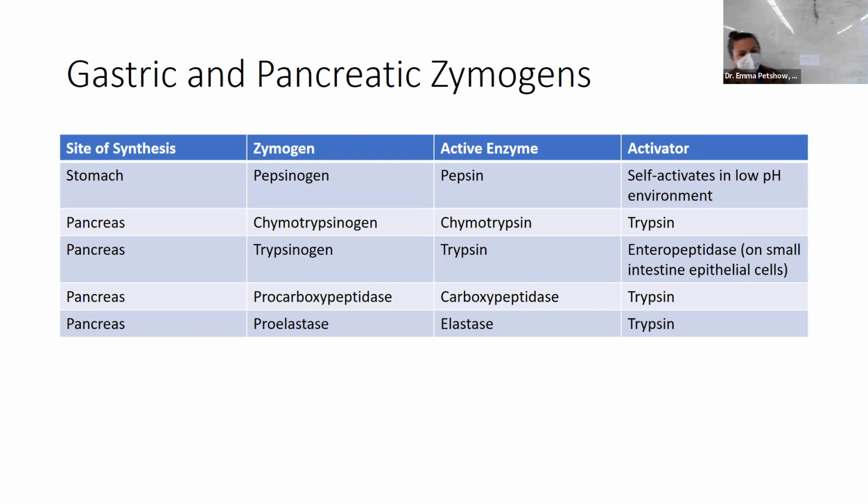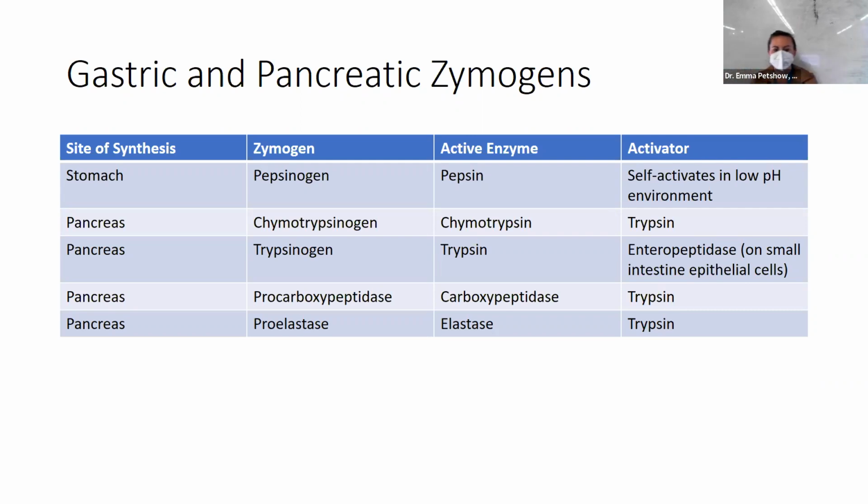So if you're a table type person and like to see things in a simple, straightforward way, when we're talking about some of these digestive enzymes, we have the site of synthesis, so stomach and pancreas for these. We have the zymogen form and the active enzyme form. So pepsinogen becomes pepsin, chymotrypsinogen becomes chymotrypsin. You start seeing a pattern here, right? Trypsinogen, trypsin. Carboxypeptidase is weird. It's procarboxypeptidase, so it's more of a proenzyme. And then proelastase becomes elastase.